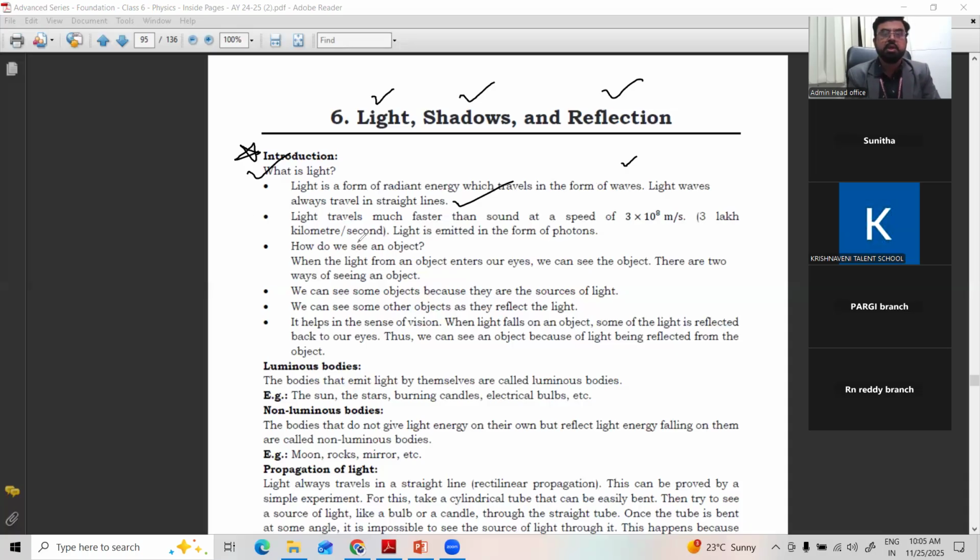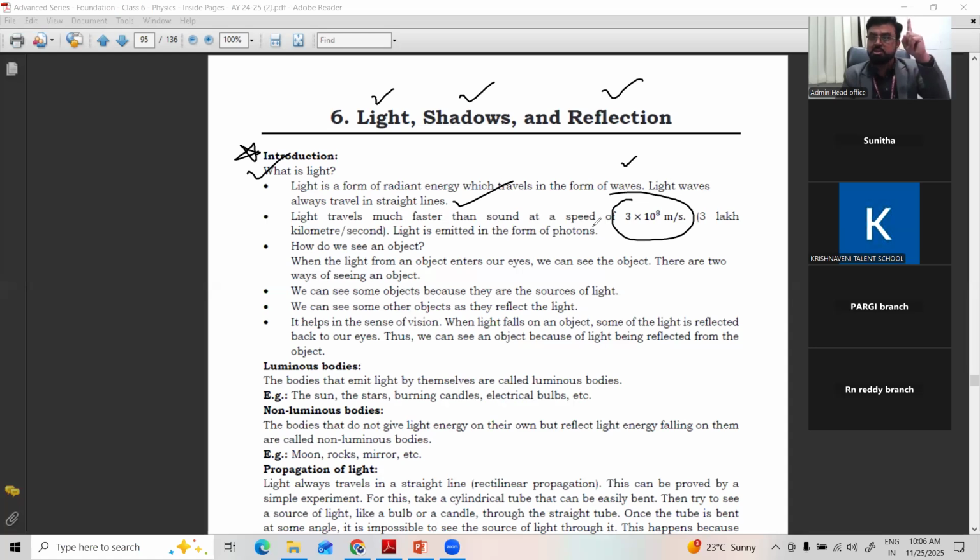Second point, light travels much faster than sound at a speed of 3 into 10 power 8 meters per second. So the speed of light is 3 into 10 power 8 meters per second. Means after 3, you put 8 zeros. That much speed light will travel, which is much greater than the speed of sound.